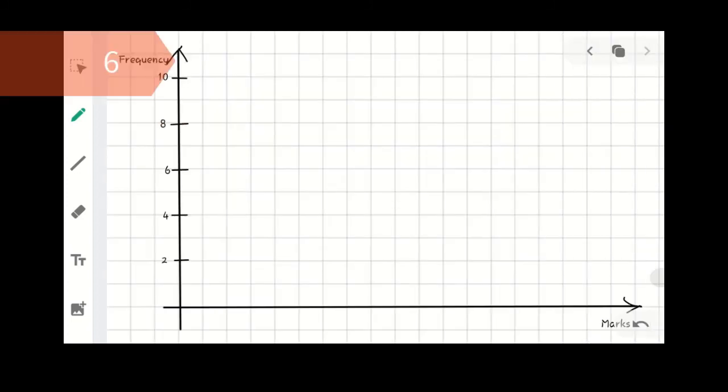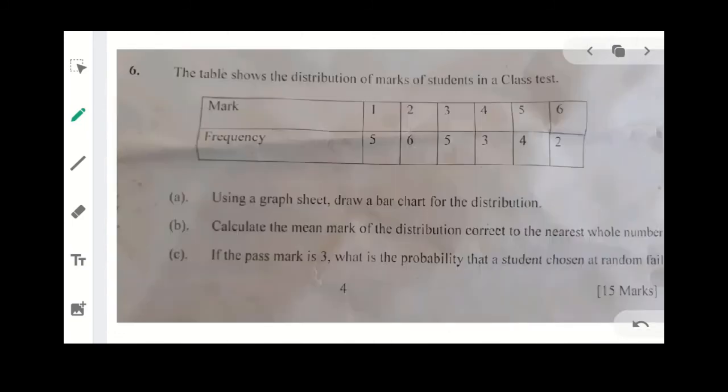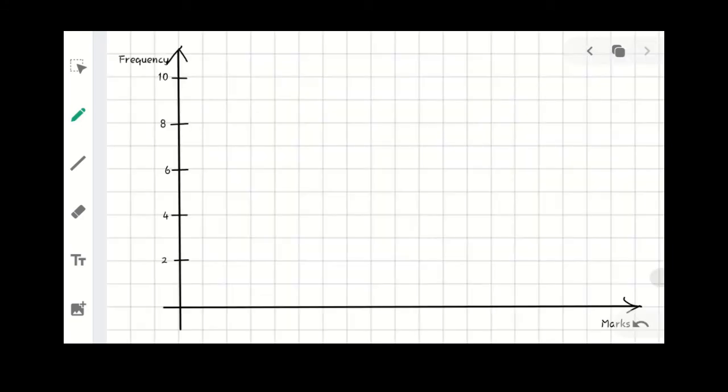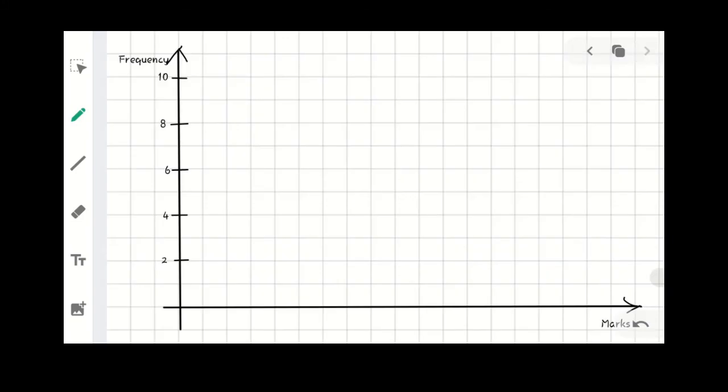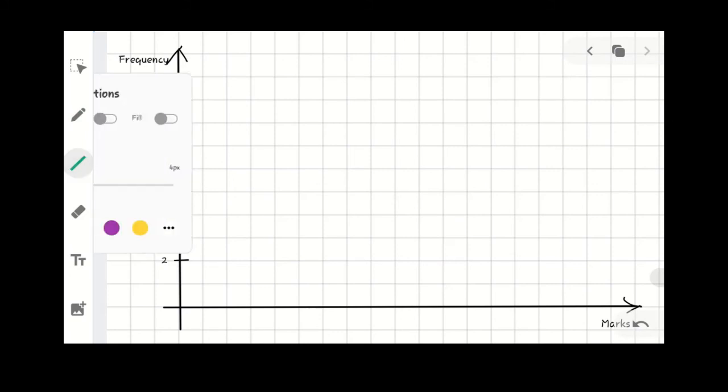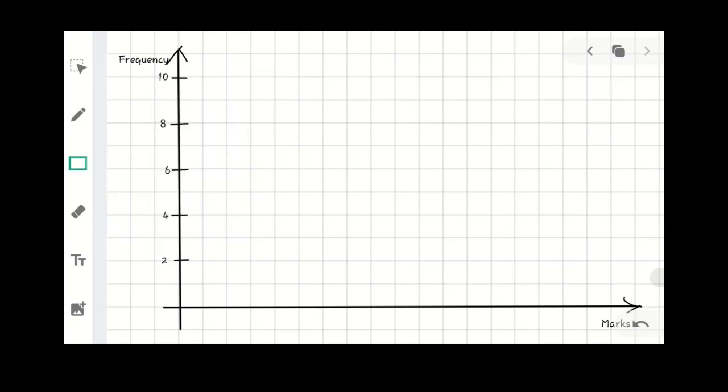Okay, so we have a graph sheet drawn, and so let's start putting down our bars. The first score is 1 and the frequency is 5. So score 1 has a frequency of 5, so 5 will be here. Oh, where did the shape go? The shape is missing. Let's draw the shape again.